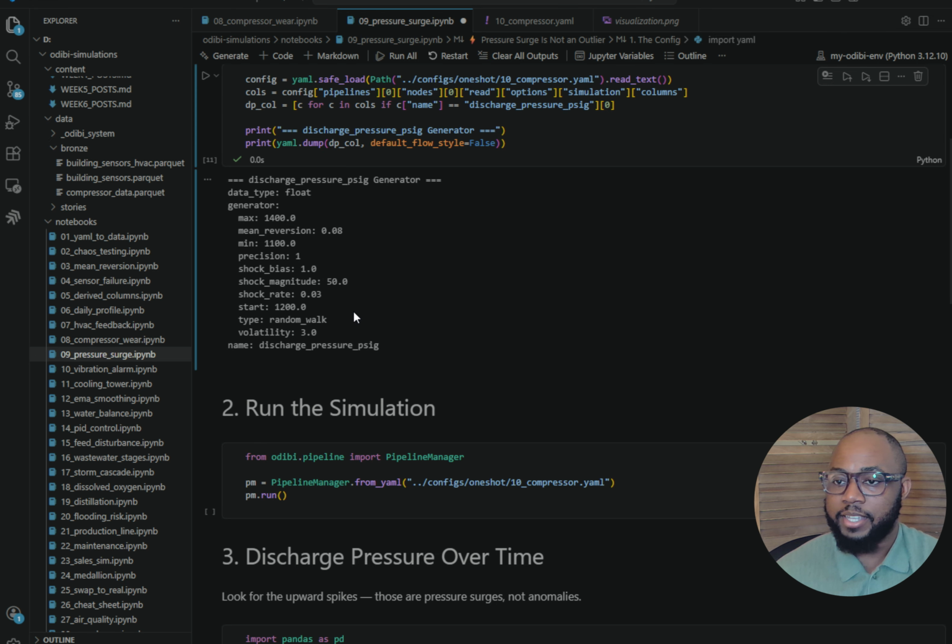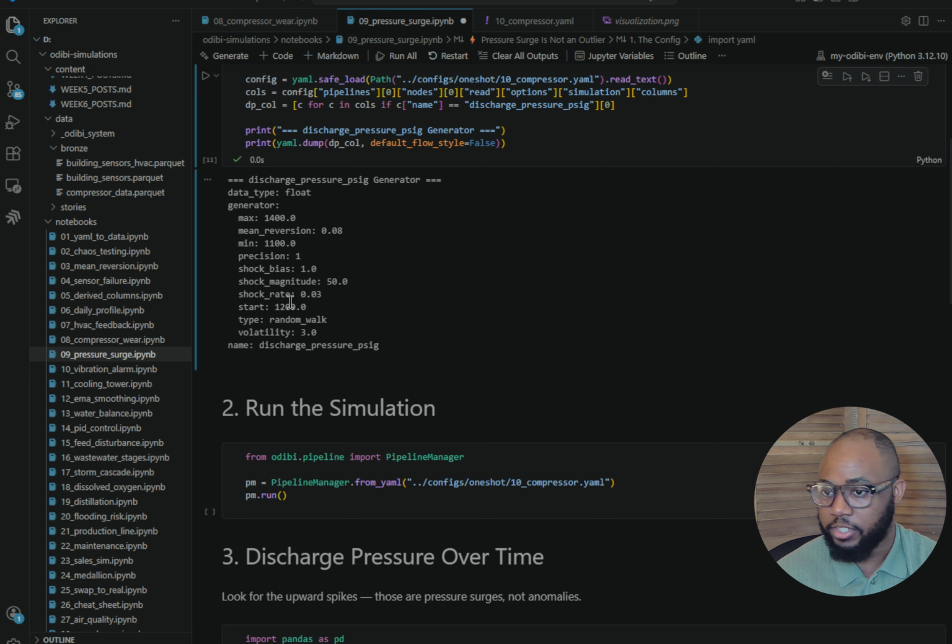All right, let's look at the config. This is our discharge pressure PSIG generator. It uses a random walk starting at 1200 PSIG. And that is a realistic pressure for a pipeline booster station with suction around 450 PSIG and discharge around 1200. But the interesting parameters are shock bias, shock rate, and shock magnitude.